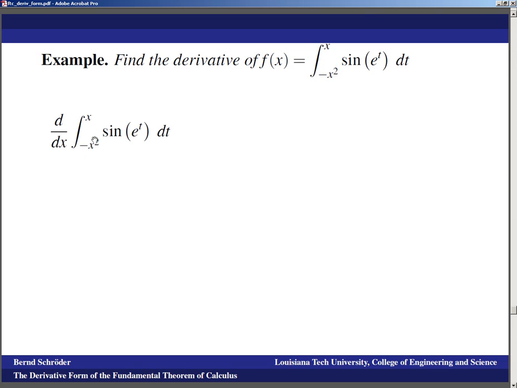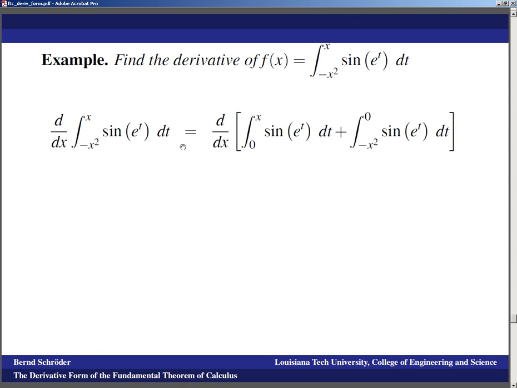Well, the derivative of this integral, where you've got variable lower and upper bound, well, the fundamental theorem of calculus only talks about one bound variable, namely the upper bound. So this we need to first break up into two integrals where only one bound is variable. And certainly this is the derivative of the integral from 0 to x plus the integral from negative x squared to 0. This one we can directly apply the fundamental theorem of calculus to.